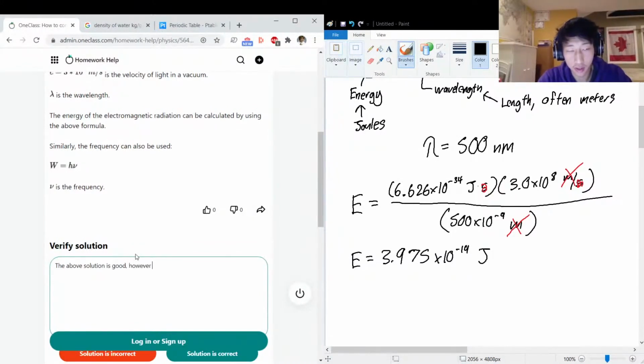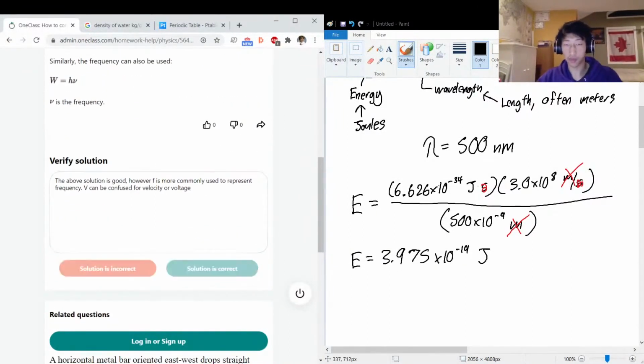However, f is more commonly used to represent frequency. v can be confused for velocity or voltage. Cool.